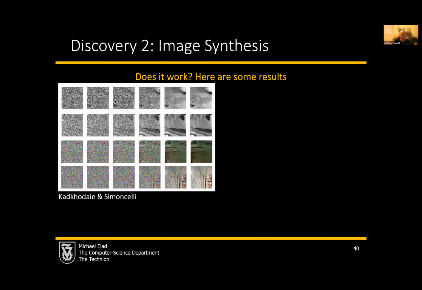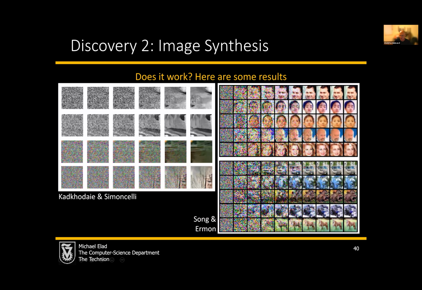And it works. Those are the results from Kadkhodaie and Simoncelli, starting from random and ending with an image of faces or objects. This is from Song and Ermon. You might wonder, how come they get these images and Song gets faces? It's your denoiser. It's all about your denoiser. If your denoiser has been trained to handle faces, it will produce faces.